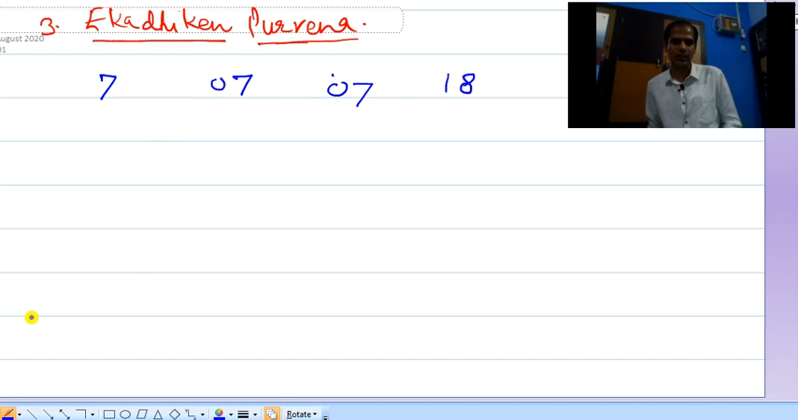Okay, it is 17, not 18, because we have to find the Eka Dikand of 0 only. So 0 is converted into 1, and 7 will be as it is. It means Eka Dikand Purvand of 7 is 17. Next number is 9. So 9 is written as 09. Again write a dot over 0.